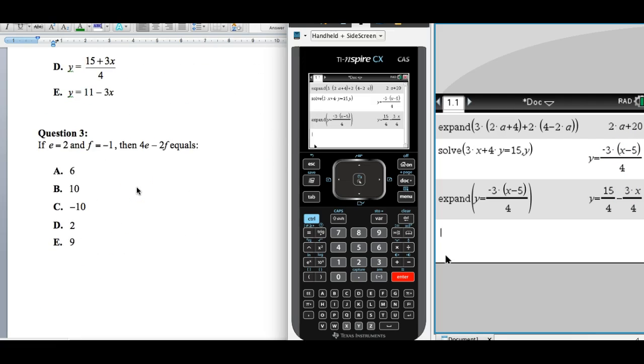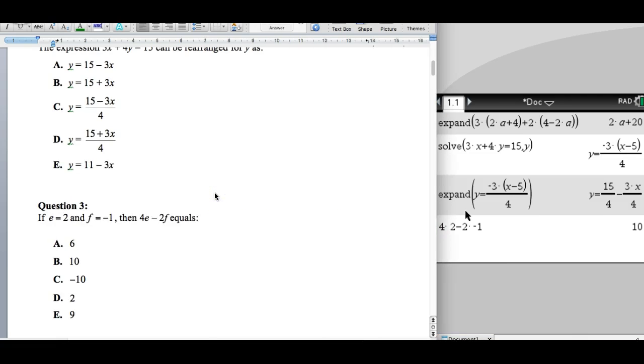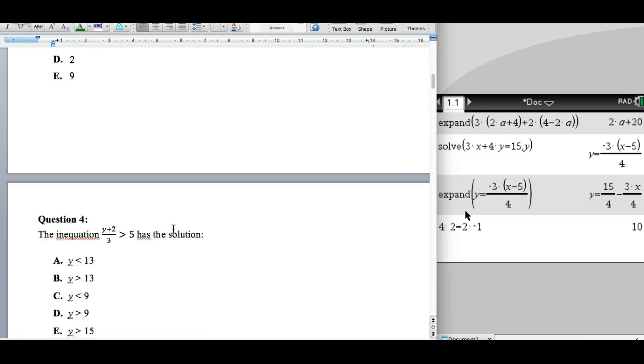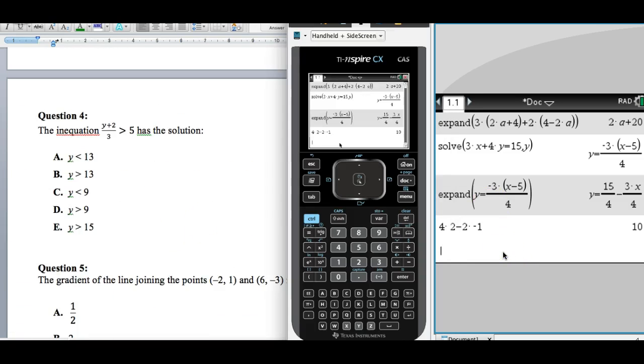All right, question 3. If E equals 2 and F equals -1, then 4E minus 2F is, okay, so we have 4 times E, so let's put E in brackets, which is 2, minus 2 times F, which is -1. Your answer is 10. Okay, so if you did that by hand and got -10, you probably got mixed up with your negatives here with -2F.